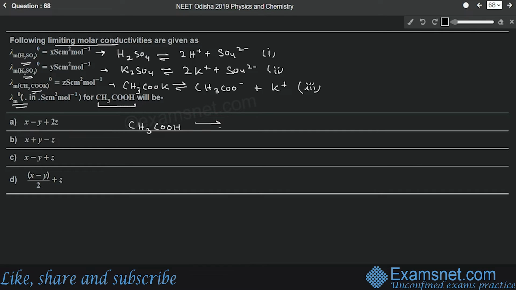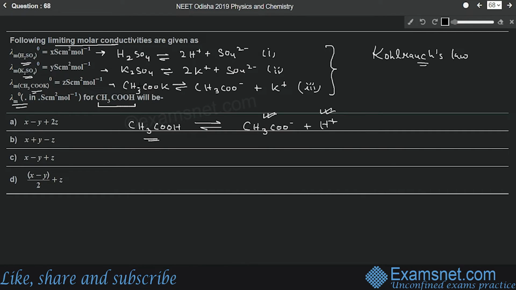CH3COOH on dissociation will give acetate ion plus hydrogen ion. Now we know that according to Kohlrausch's law, the molar conductivity of an electrolyte is equal to the sum of conductance of individual ions. And we have to find out the conductivity of acetic acid. That means we can find the sum of the conductance of acetate and hydrogen ion to obtain the molar conductivity of acetic acid. So how to determine the molar conductance of acetate and hydrogen? By using the above 3 equations, because the values are given here.